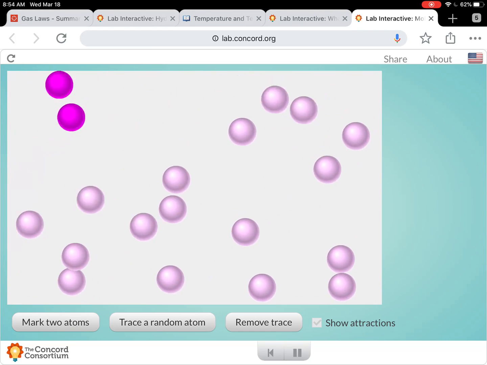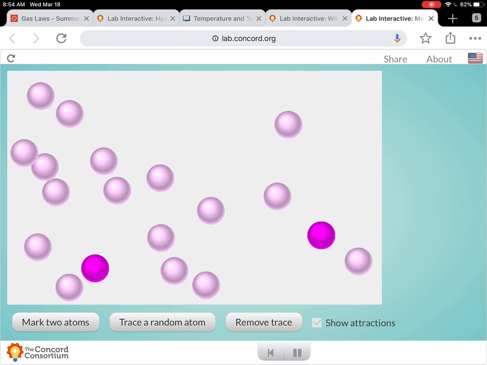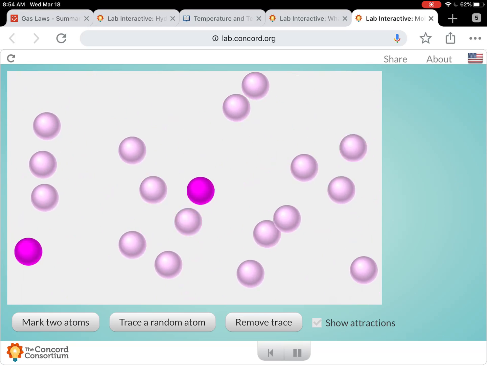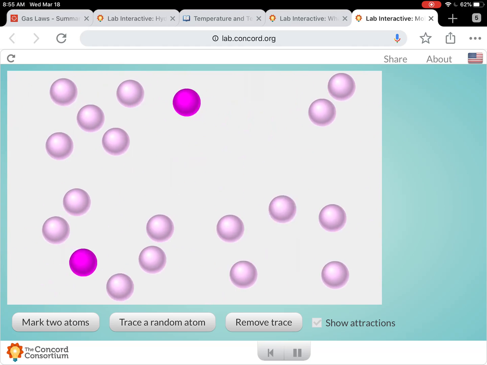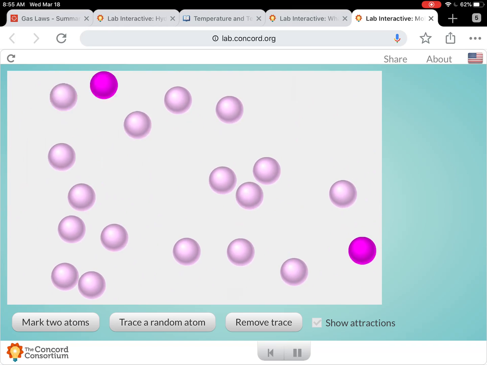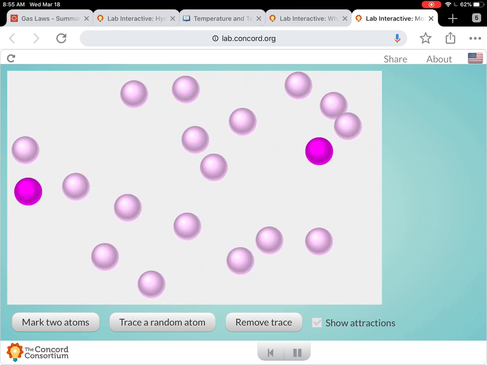When they do bump into each other, the type of collision they have is called a perfectly elastic collision. Similar to when billiard balls bump into each other, there's no Velcro, they're not going to stick. So what that means is there's no kinetic energy lost.